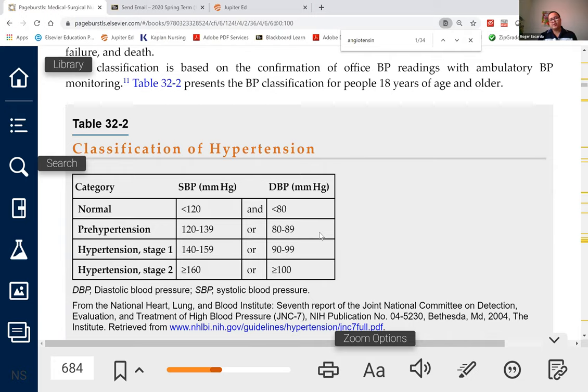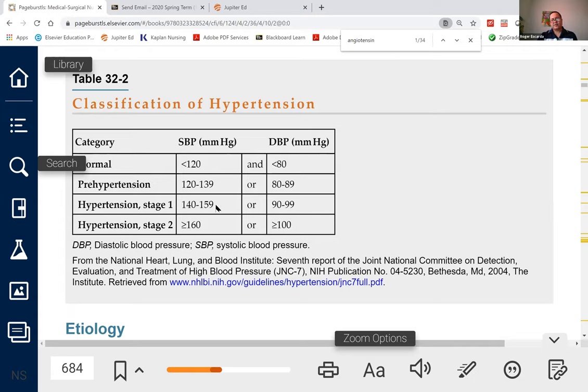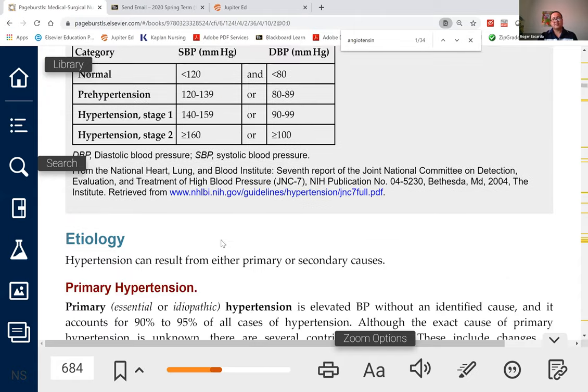Please review your blood pressure levels. Used to be during my time, we had blood pressure of 120 over 80, which is normal. Not so anymore. Clearly, you can see on table 32-2, pre-hypertension begins at 120 over 80. So that's my blood pressure. So I am pre-hypertensive now. Then we have hypertension stage 1, 140 to 159 systolic, and then over 160, 160 and over is stage 2.